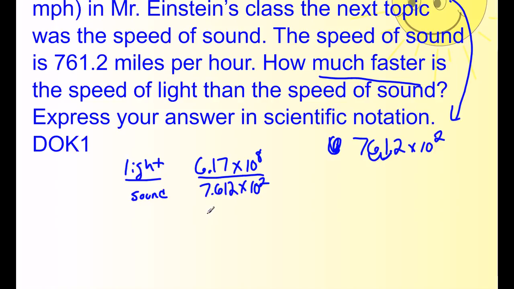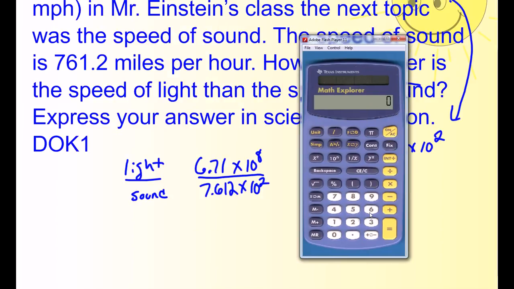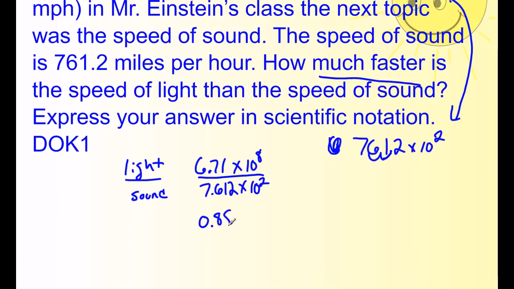So we're going to divide. And actually, I lied. I don't want to leave it the way I have it. I want to do it right. I'm not going to be lazy. So I'm going to take 6.71 divided by 7.612, which is 0.88 times... This guy goes up top, becomes 10 to the negative 2, and I add the exponents, giving me 10 to the 6th.